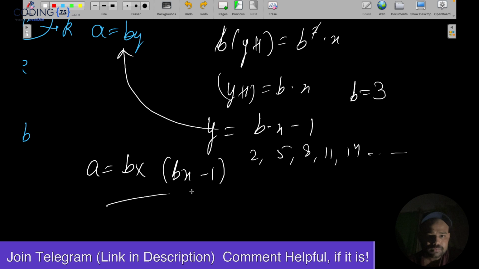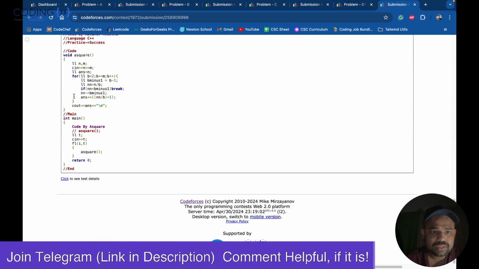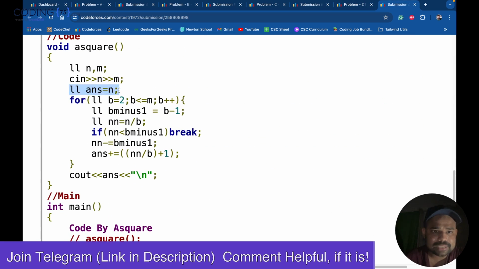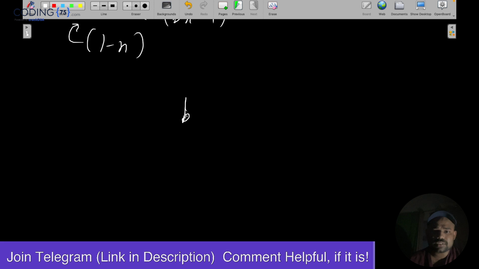That's it. Now see how we are doing this here. We have to find out from 1 to n how many such A's are present. That is what we have to find. So how we will actually do it, if you see here, first of all I'm taking answer as n. Why are we taking answer n? See guys, when B is 1, every value of A will work. Any value of A will work.